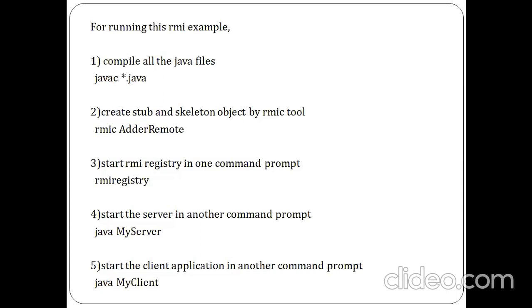Once it is created, on the server side we are storing the server object in a repository. So you need to create a registry in Java. If you want to create a registry, we have the command rmiregistry. So first compile all the files, then create the skeleton, then create the registry with rmiregistry. Now you need to start your server application: run the server application in one command prompt, and run the client application in another. I'll show you the execution.